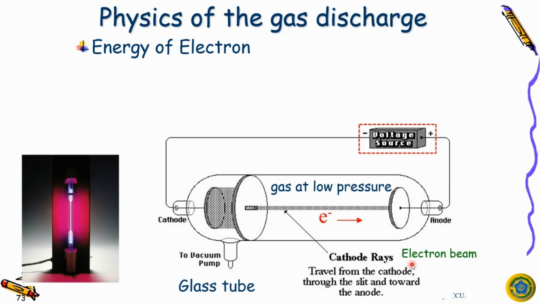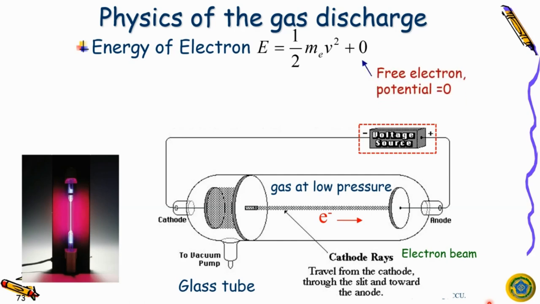Okay, so the energy of the electron is equal to what? If you want to think of energy here, the energy of the electron is kinetic energy plus potential energy, right? So do you have potential here? No, you don't. So you only have kinetic energy, which is 0.5 times the mass of the electron times velocity squared. Okay, so the free electron's energy is equal to what? Equal to the voltage you apply times the charge of an electron. So this is the equation you want to know.